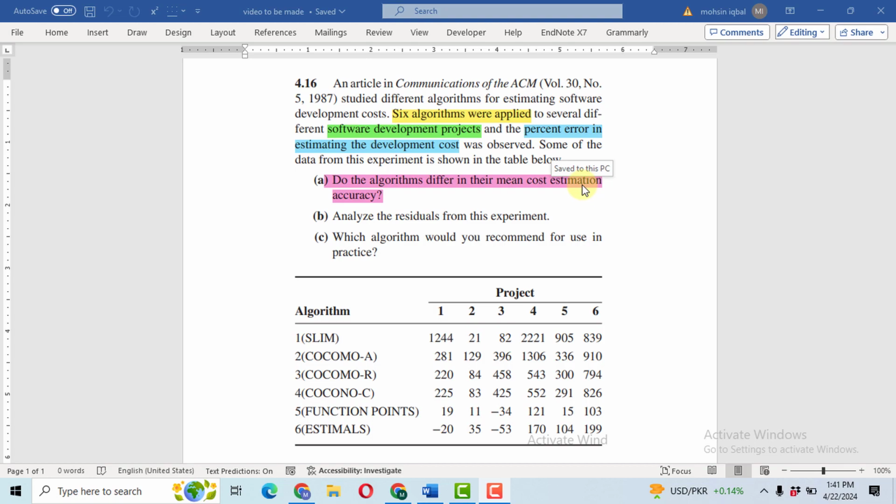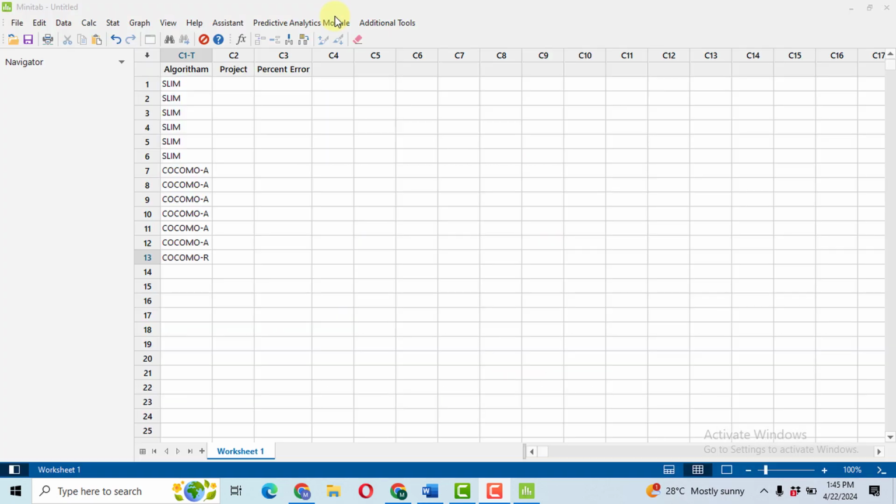So first of all, we will have to input the data in the Minitab software. I always suggest you enter the data with respect to the treatment whose names are given in the first column. So first of all, write Slim 6 times, because for Slim the data is available for the 6 projects. Then I will write Kokomo A 6 times, Kokomo R 6 times, and Kokomo C 6 times. You can see it here.